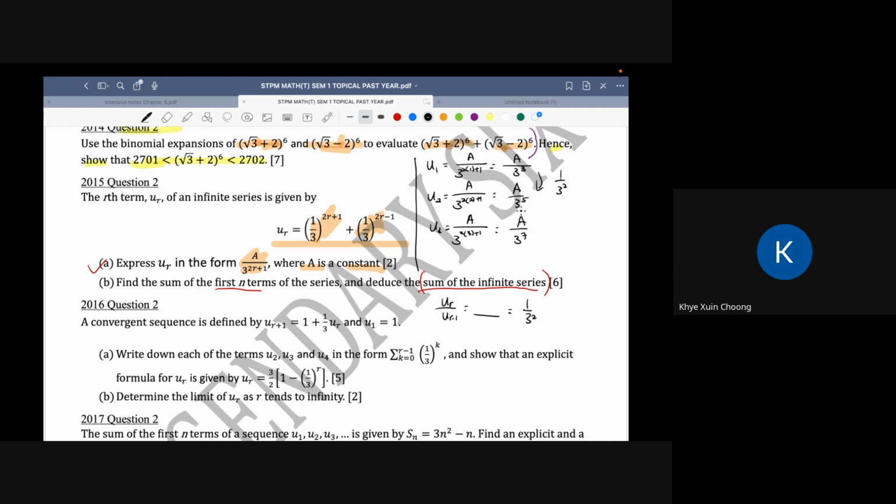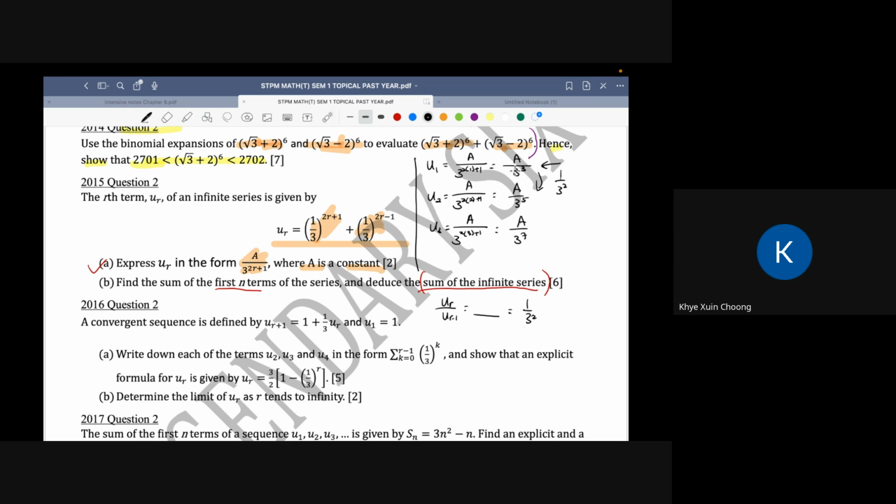Okay, we list out the value, then try to check the difference. But this is actually just for the first 3 terms, right? We want to prove the general one, so we need to use the general terms. So let's say you get the common ratio. When you have the common ratio and the number of terms, you can find the first term also, right?